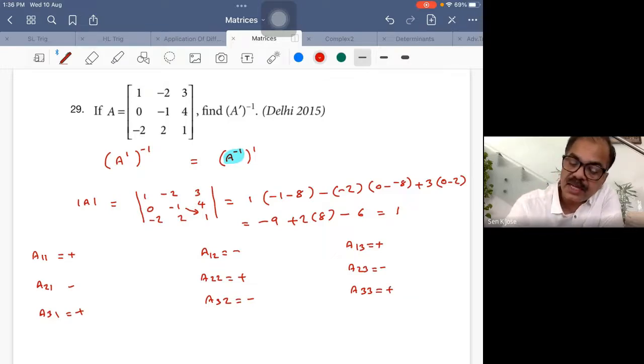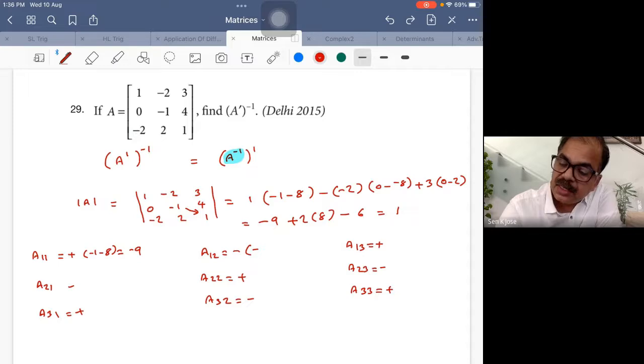The first row I already have, like these ones. So I'm going to directly write it: minus 1 minus 8, which is going to be minus 9. The next one is minus, 0 minus minus 8, which is finally minus 8. The next is 0 minus 2, which is minus 2.